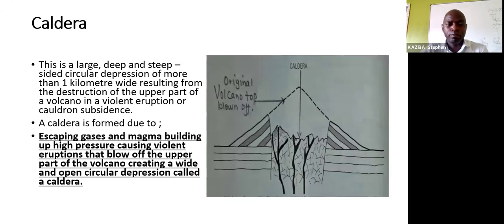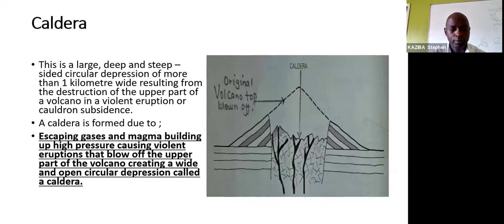Then you go to caldera. You define it as a large, deep, steep-sided circular depression of more than 1 kilometer wide, resulting from the destruction of the upper part of the volcano in a violent eruption. Now, two theories were put forward to explain the formation of a caldera. The first one is that after the formation of the main mountain, lava solidifies within the vent. Then a subsequent eruption blows off the upper part of the volcano to form a wide, deep crater, which is now a caldera.